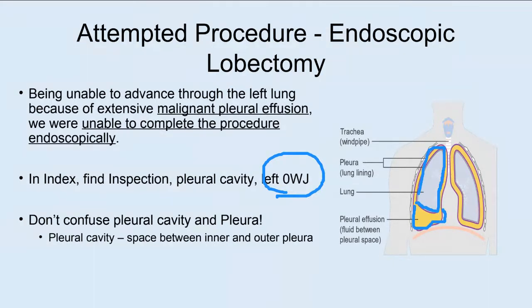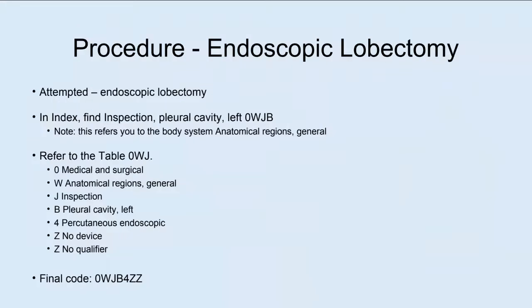So also note that this is in the anatomical regions section. It's 0WJ. So let's go to 0WJ. So the index gives you 0WJB, so we're going to look at table 0WJ. This is anatomical regions general. Okay, if you have a cavity or a region of the body, not one specific part of the anatomy, but a region, you're very likely to end up in the anatomical regions section.